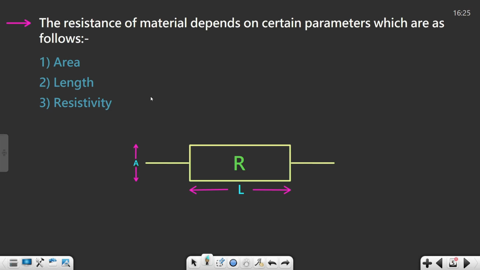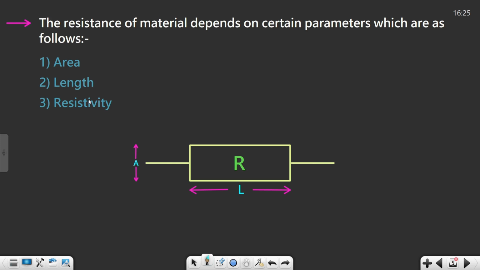Hello engineers, welcome to the new video of the course. In this particular video we are going to understand how exactly certain parameters which are mentioned over here influence the overall resistance, right?